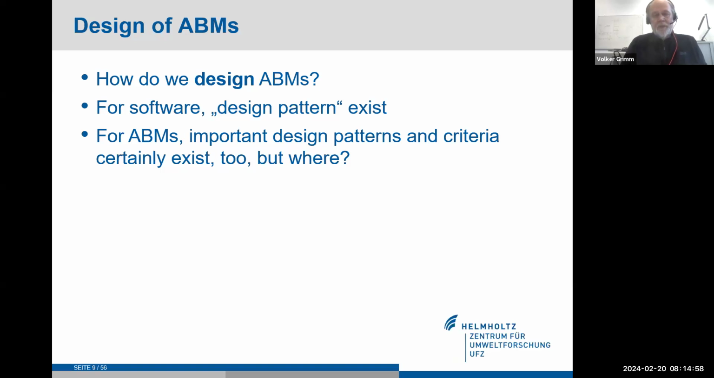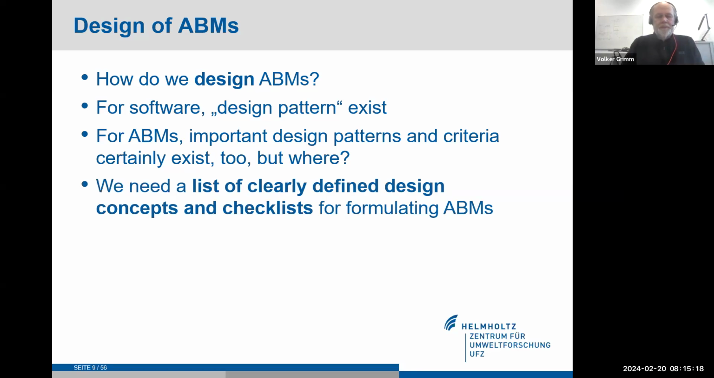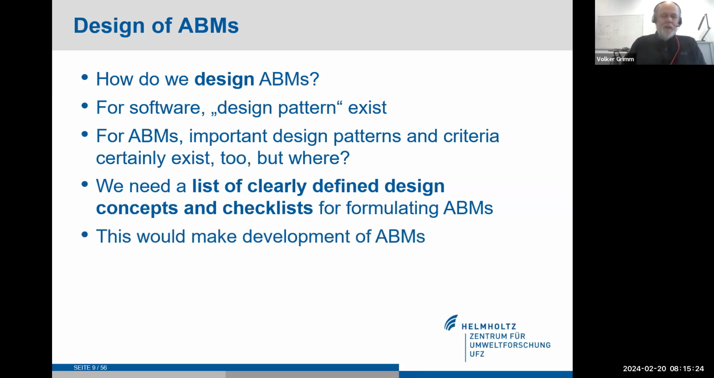So the question is, how do we design agent-based models? For software, we have this whole industry of design patterns, but for ABMs, important design patterns and criteria certainly exist, but where? It's not so clear. It usually depends on the experience and on the background of the modeler, but there are no clear criteria. So what we really need is a list of clearly defined design concepts and checklists for formulating ABMs.